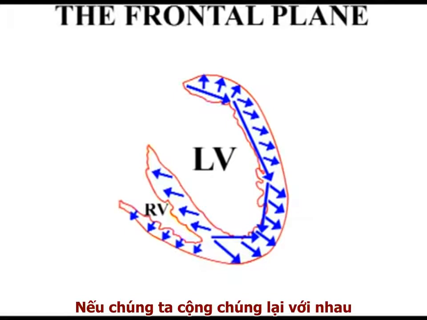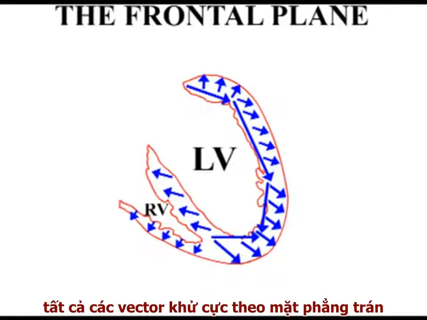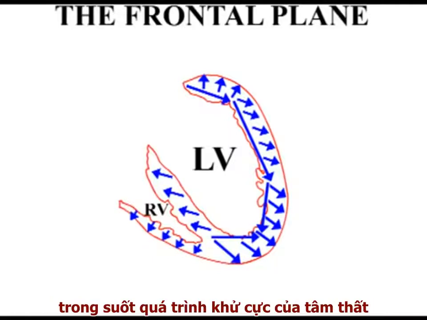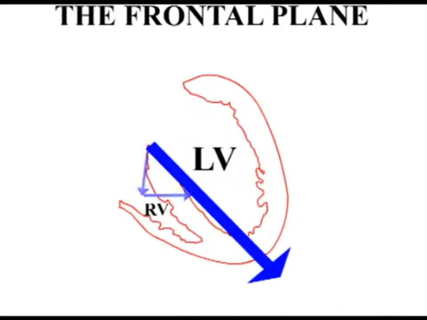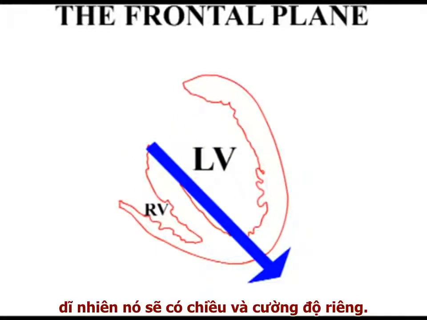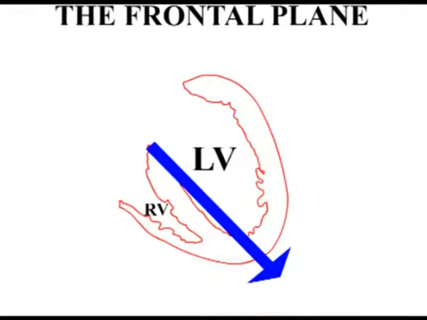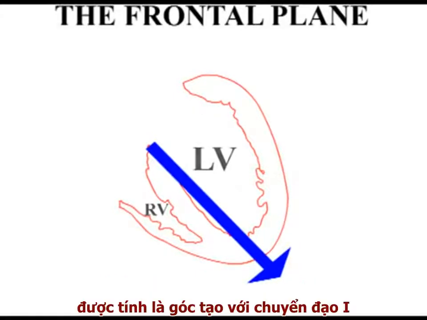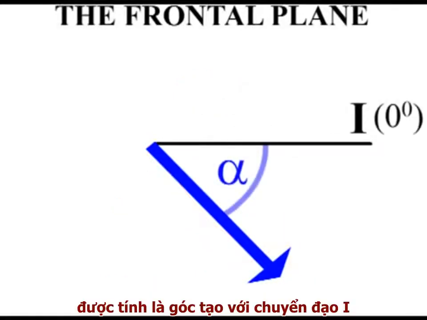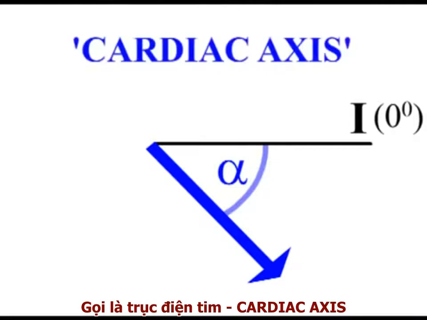If we add together all of the depolarization vectors occurring in the frontal plane throughout the duration of ventricular depolarization, we can generate an overall vector, which of course has a magnitude and direction. The direction of this total frontal QRS vector, defined by the angle it makes with lead 1, is the cardiac axis.